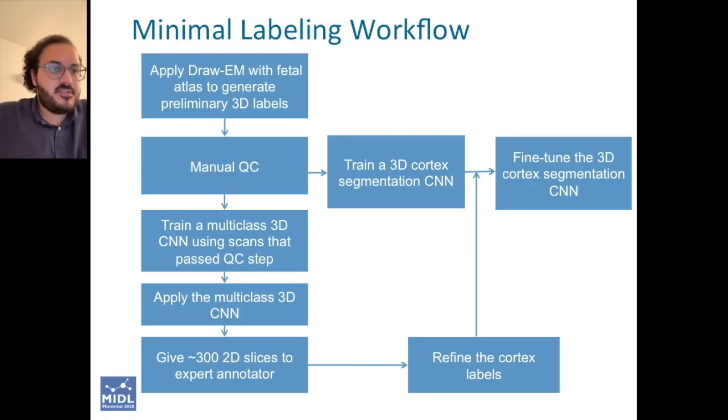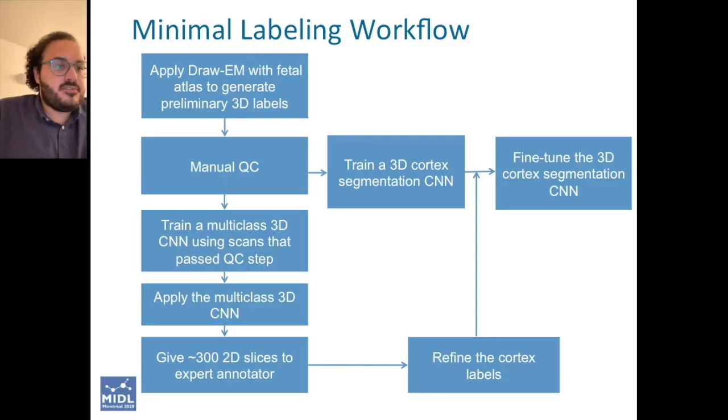We then train a 3D neural network, a multi-class network, using those scans that pass the QC step. And we apply the network on some of the data, but we only give a sample of the 2D slices output to our colleague, an expert annotator at King's College London, who's based in St. Thomas Hospital. All in all, there were fewer than 300 slices that we used for refinement.